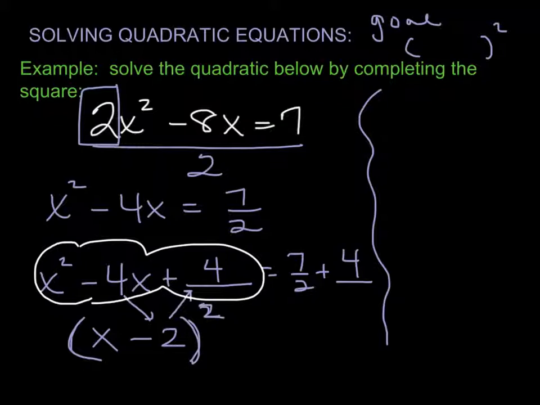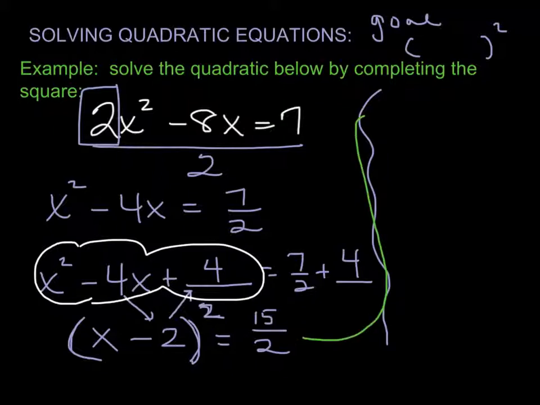Okay, so that was our goal. And then over here we just have to do 7 halves plus 4, so that's really 7 halves plus 8 halves. So I end up getting 15 halves. I'm going to leave it like that. Okay, so now that is what I wanted. I really did complete the square, and now I'm going to solve it.